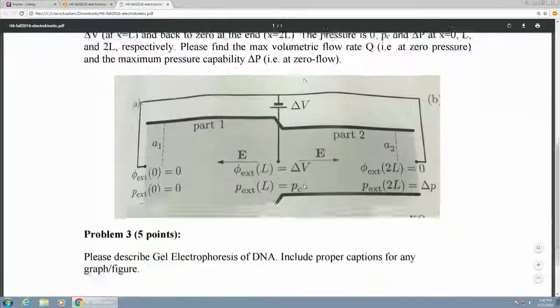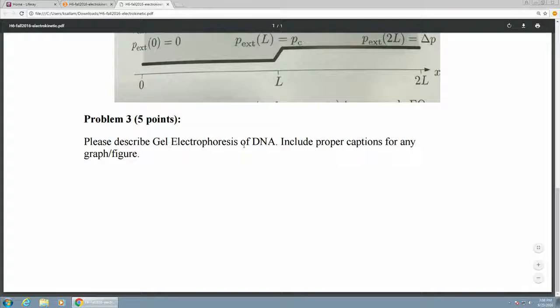And then the third part: we didn't talk about electrophoresis yet, but I want you to do a search this week and figure out what electrophoresis of DNA is. I'm expecting a few figures and maybe one big paragraph that explain what electrophoresis of DNA, gel electrophoresis of DNA, is. Questions?